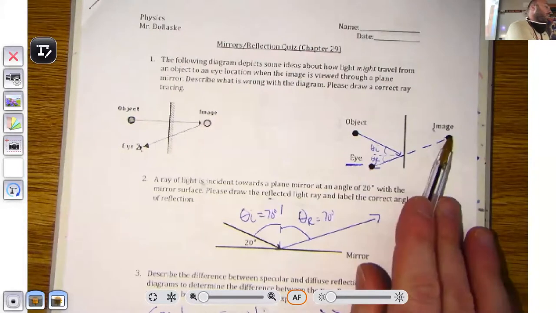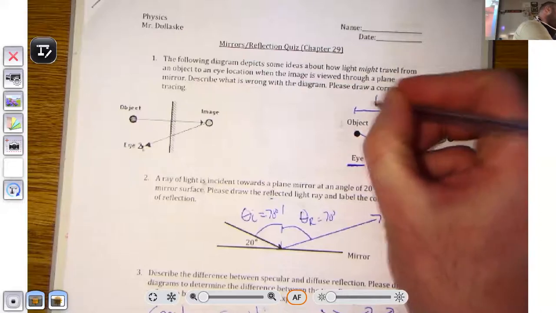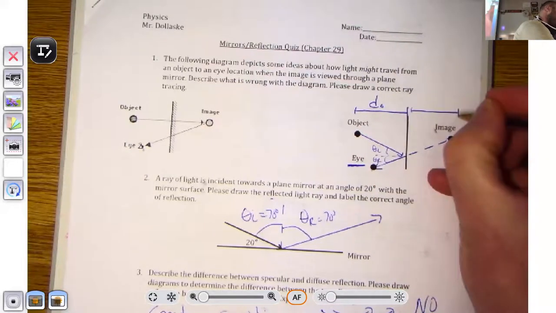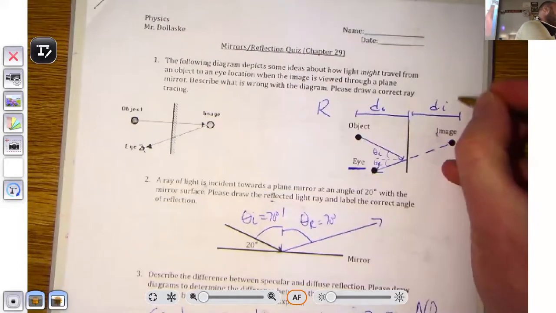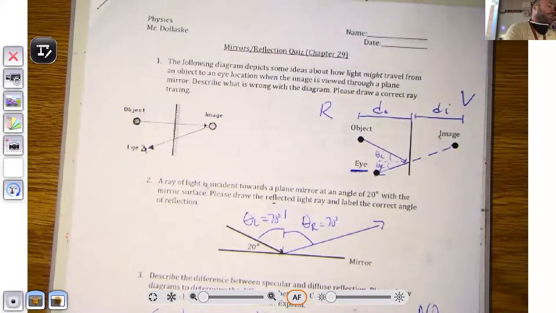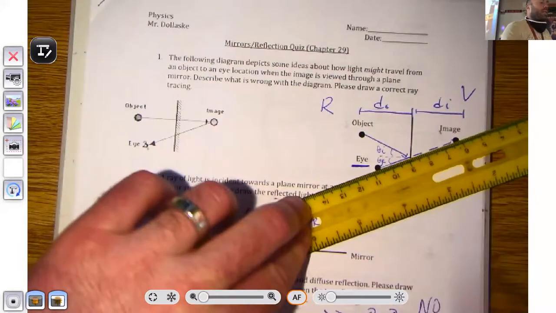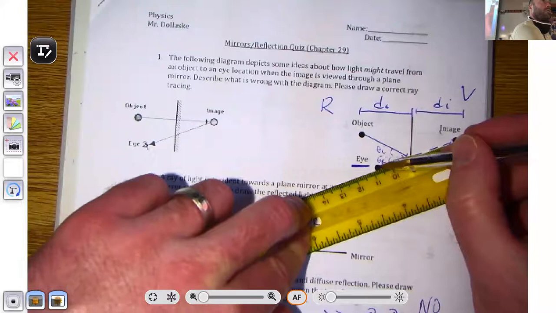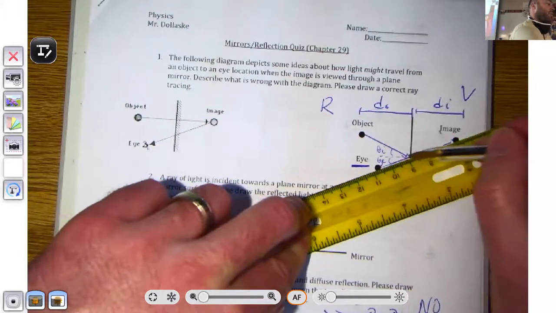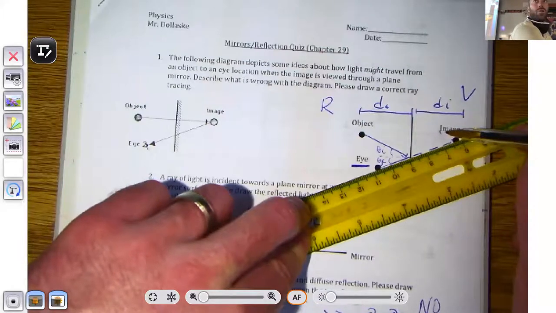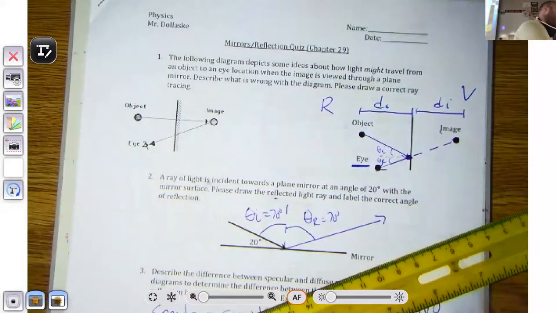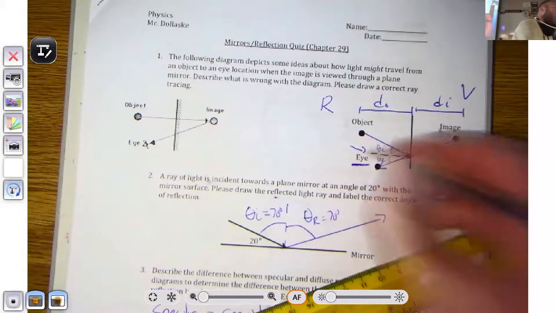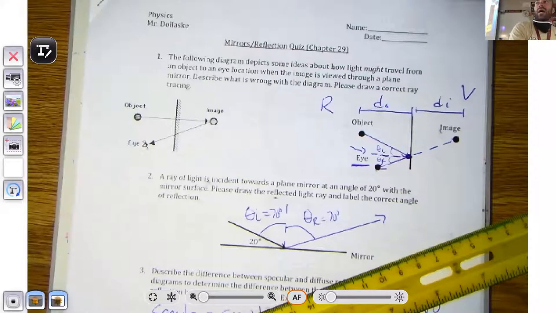So if this is where the image is located, remember that for flat mirrors, the object distance is exactly equal to the image distance. It's just on the opposite side of the mirror. We have the real world and we have the virtual world. For this particular problem, we needed to line up a straight line that went directly from the image to the observer, because it's almost as if they're looking straight into that virtual world. Now, at the point where that light ray was hitting the mirror, that is where we needed to draw in that dashed line. What is that dashed line called?